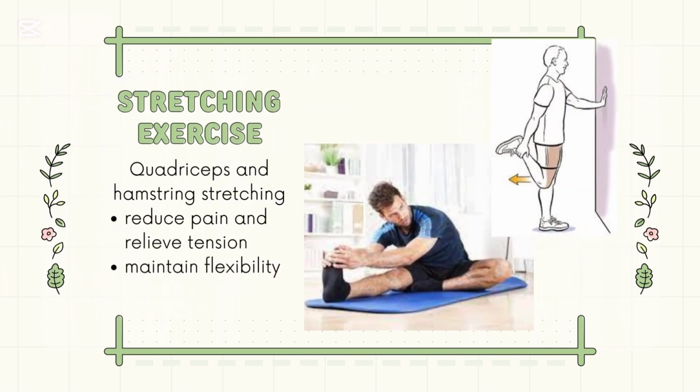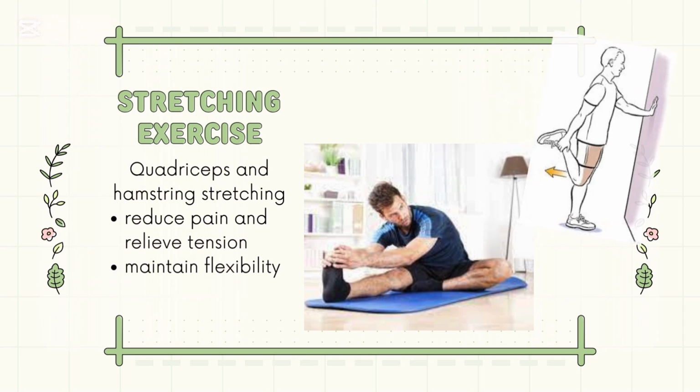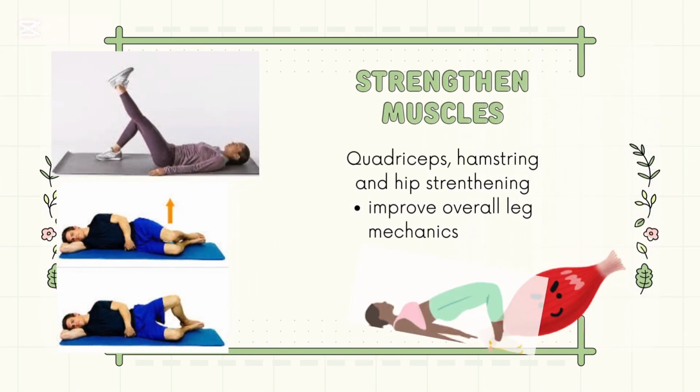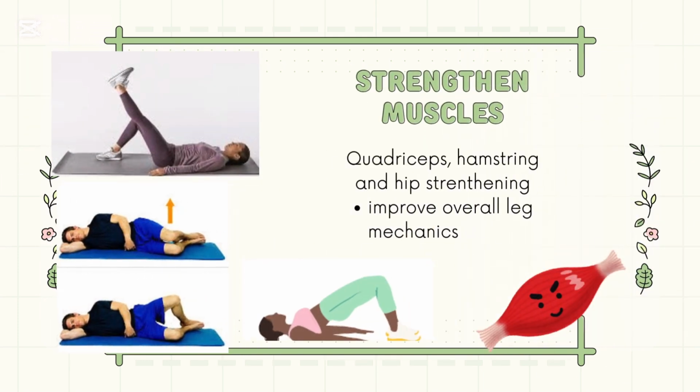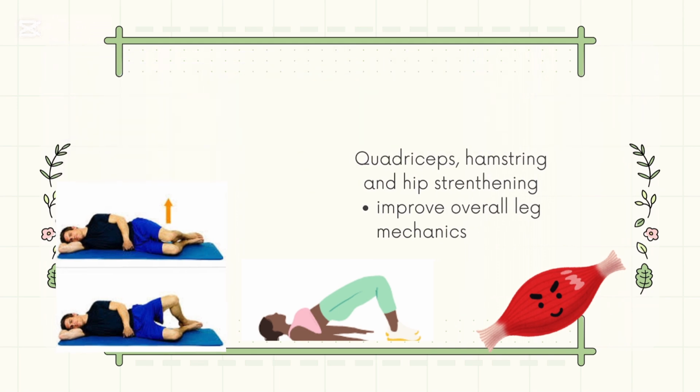The physiotherapist will give the patient stretching and strengthening exercises after the pain is under control. For stretching exercises, the targets are the quadriceps and the hamstring. These exercises help reduce pain, relieve tension, and maintain flexibility. For strengthening exercises, the target muscles are the quadriceps, hamstring, and hip muscles to improve overall leg mechanics.